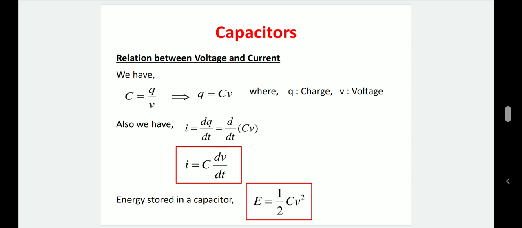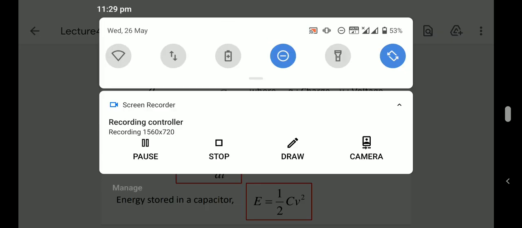We know that capacitance is equal to Q divided by V, where Q is charge and V is voltage. That equation is familiar to us. C is equal to Q by V, or we can say that Q is equal to C into V. Then again we know that current is the rate of change of charge, so I is equal to dq by dt.